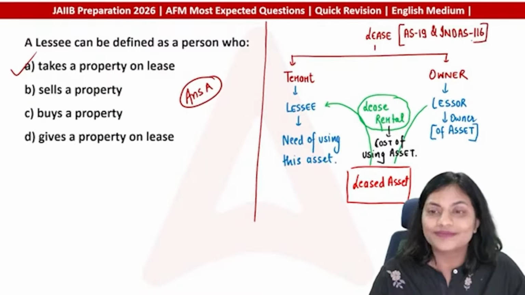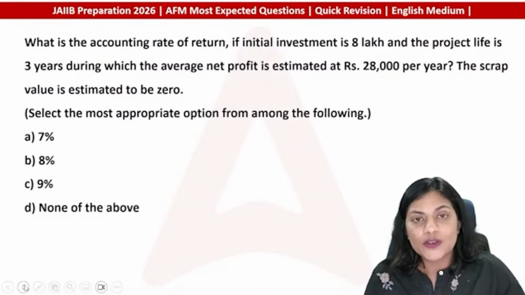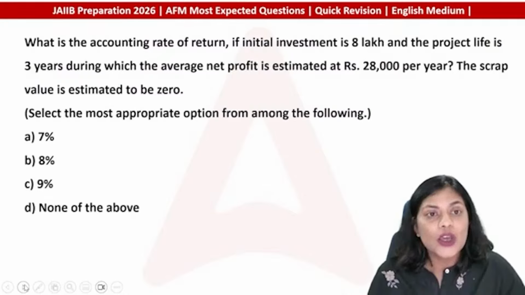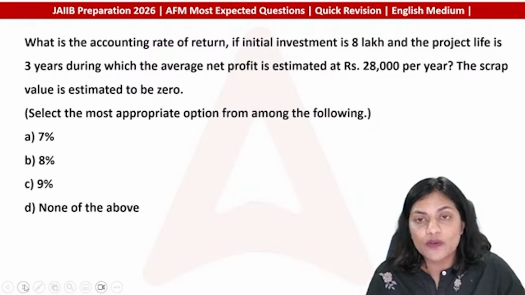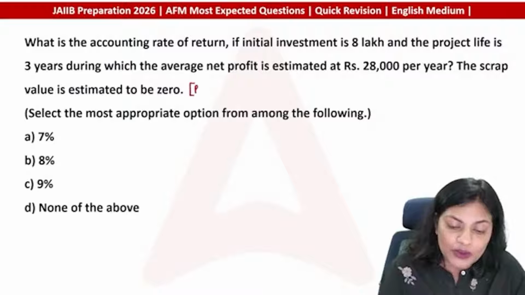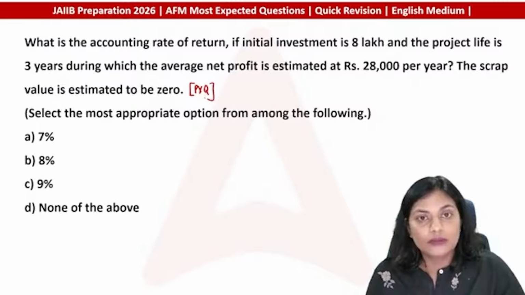Okay, moving further. What is the average rate of return if the initial investment is 8 lakh and the project life is 3 years, during which the average net profit is estimated at 28,000 per year, the scrap value is estimated to be 0? You are required to select the most appropriate option. It is a previous year question. What is the accounting rate of return?